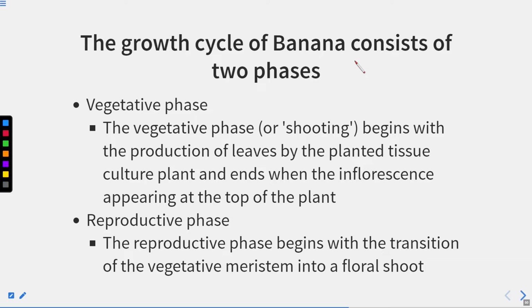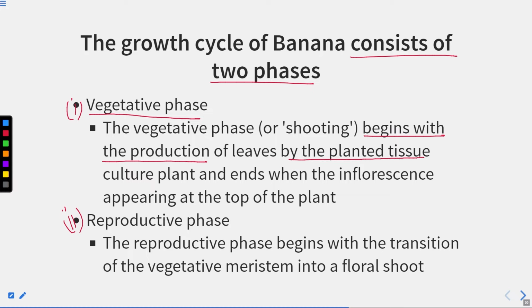Now the growth cycle of banana consists of two phases. So the first one is the vegetative phase, and the second one is the reproductive phase. So what happens in the vegetative phase? Let us see. The vegetative phase, or the shooting, begins with the production of leaves by the plant tissue culture, and ends with the inflorescence appearing at the top of the plant.